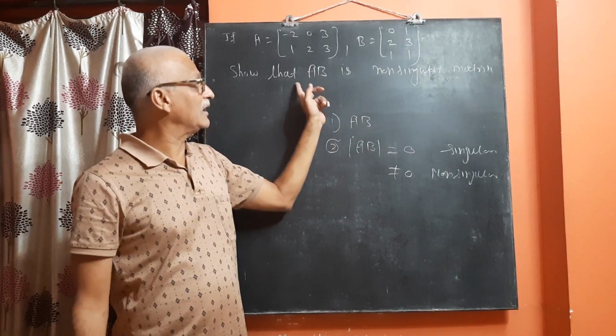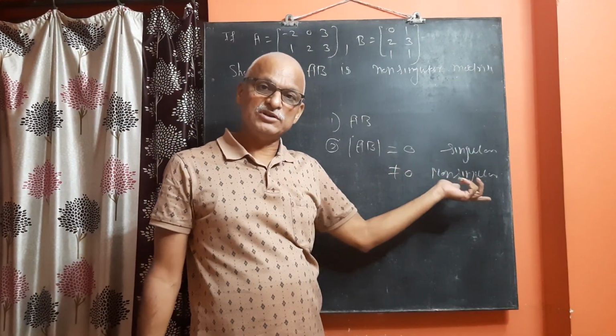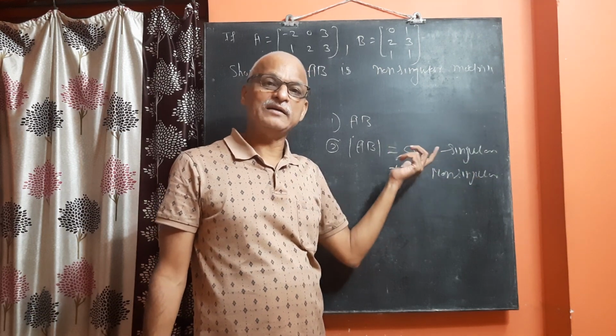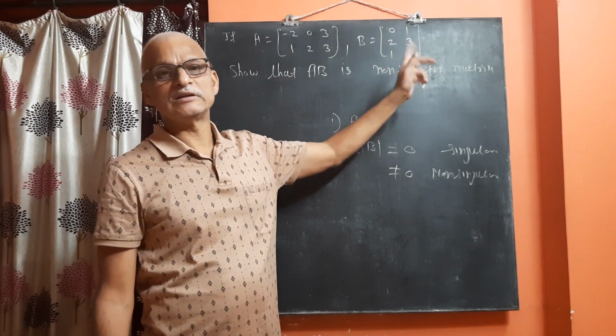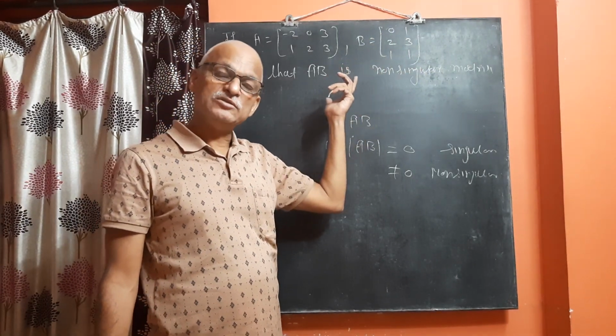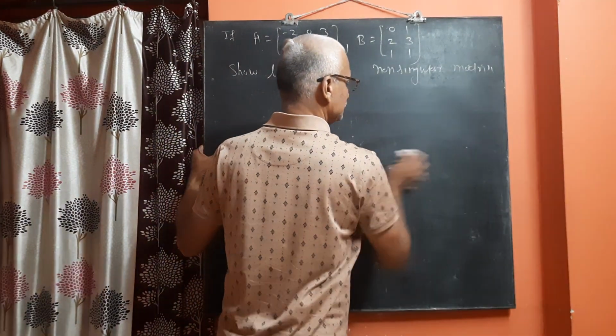Now here you have to prove, you have to show that AB is non-singular. That means it will not be equal to 0. Sometimes they ask to verify whether AB is singular or non-singular. At that time, sometimes it may be 0, sometimes it may not be 0. Now let us start to find AB.